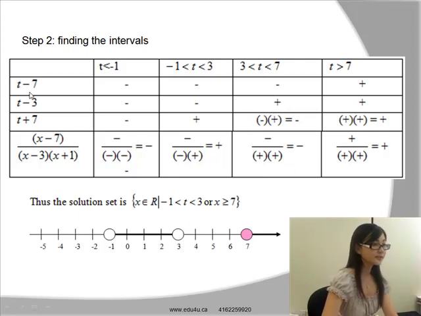When t is bigger than 7, we get a positive for the first, a positive for the second, and a positive for the third. So we get a positive overall. And we have already established that t is bigger or equal to 7, so obviously this one is good.